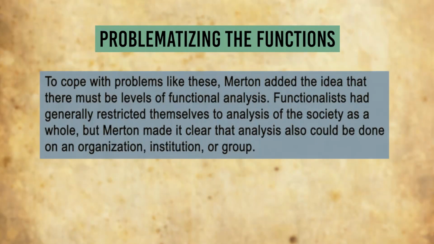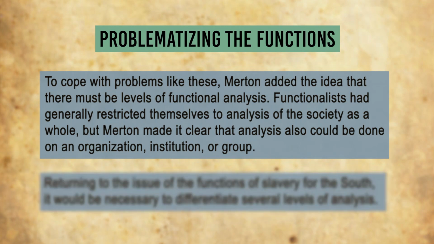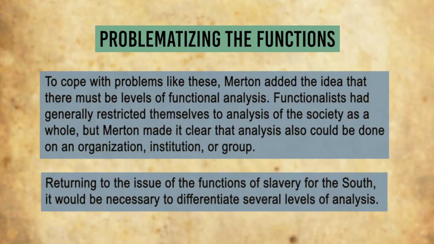To cope with problems like these, Merton added the idea that there must be levels of functional analysis, because functionalists had generally restricted themselves to the analysis of society as a whole. But Merton made it very clear that analysis could also be done on an organization, institution, or a group. Returning to the issue of functions, it could be necessary to differentiate them into several levels. We are not here trying to say whether it is functional for the entire society. We are bifurcating society into much lower, more separate, simpler units for the benefit of analysis.